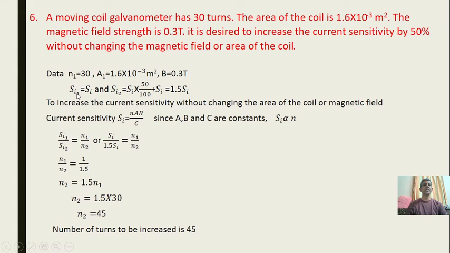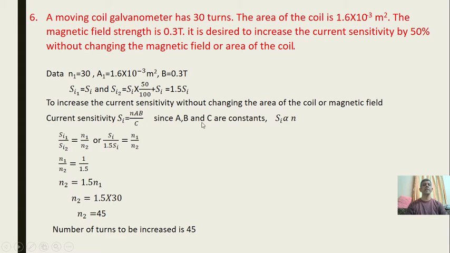Here the sensitivity before is given by SI1 is equal to SI, and SI2 is equal to SI into 50 by 100 plus SI. That means we are increasing the current sensitivity by 50%. Therefore, SI2 is given by SI into 50 by 100 plus SI, you will get 1.5 SI. To increase the current sensitivity without changing the area of the coil or magnetic field, the current sensitivity SI is equal to NABI divided by C.